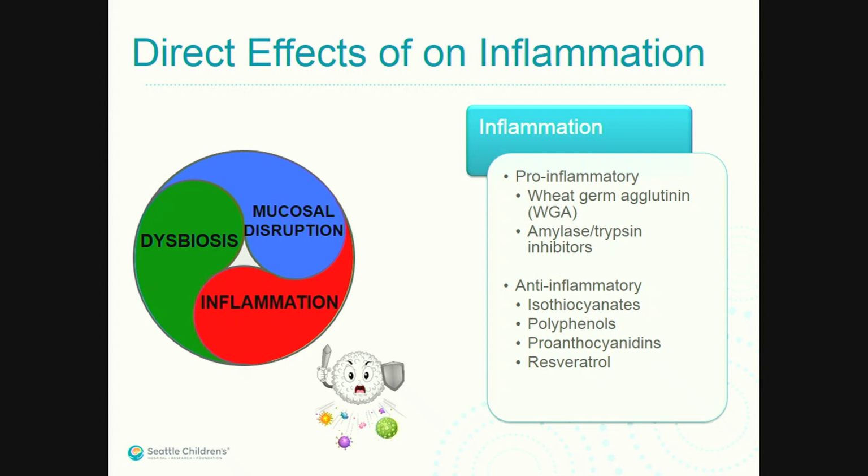And so these items here in the pro-inflammatory are items that we see in grains, such as wheat germ gluten and amylase trypsin inhibitors, which have been shown to affect cytokine levels. And there are also anti-inflammatory foods like isothiocyanates, polyphenols, and resveratrols. And these foods are found in fruits, vegetables, nuts, and again, probably having also a direct effect on the inflammatory process itself.